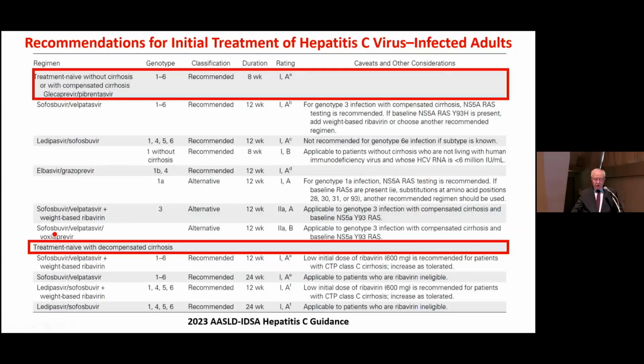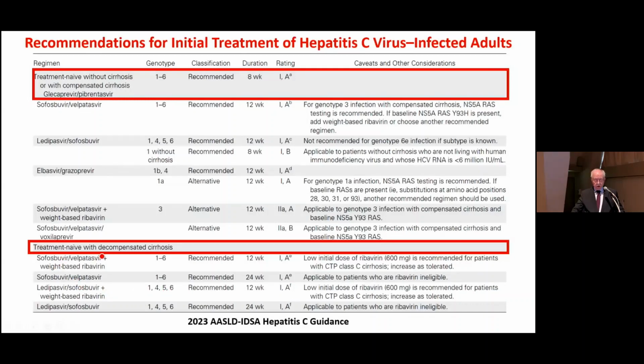Sofosbuvir, velpatasvir, and weight-based ribavirin can be given in genotype 3 patients for 12 weeks. Applicable to genotype 3 infection with compensated cirrhosis and baseline NS5A Y93 RAS. Velpatasvir, voxilaprevir, again, can be given for 12 weeks, applicable to genotype 3 infection with compensated cirrhosis and baseline NS5A Y93 RAS.